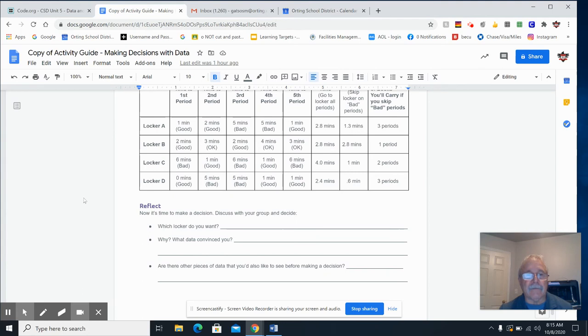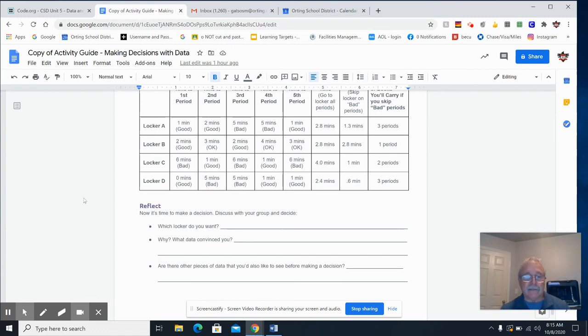When you're looking at the data, the first thing I would look at is which one does not have any bads in it. And I only see one locker that doesn't have any bads. It's got good, okay, good, okay, okay. Locker D has 2 bads. Locker C has 2 bads or 3 bads. And locker A has 2 bads. So based on just looking at the bad portion, I would go with locker B, and that's what they chose too, locker B. Locker B was the answer for the first one.